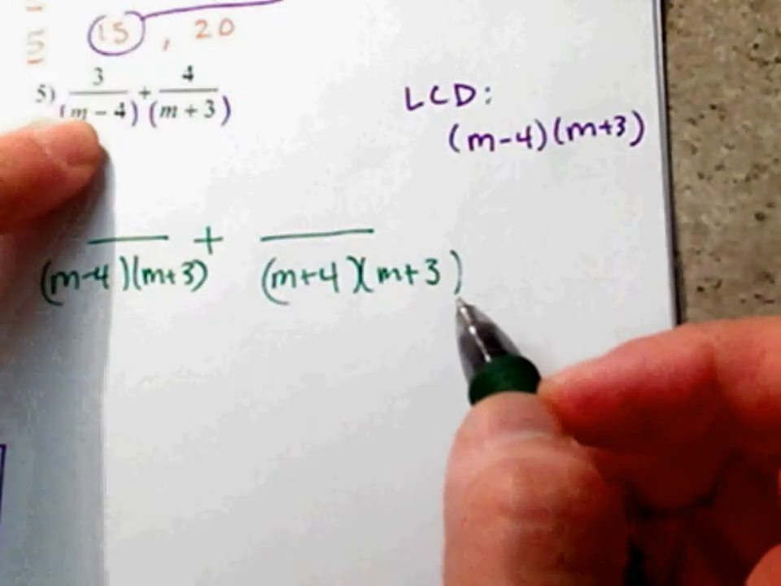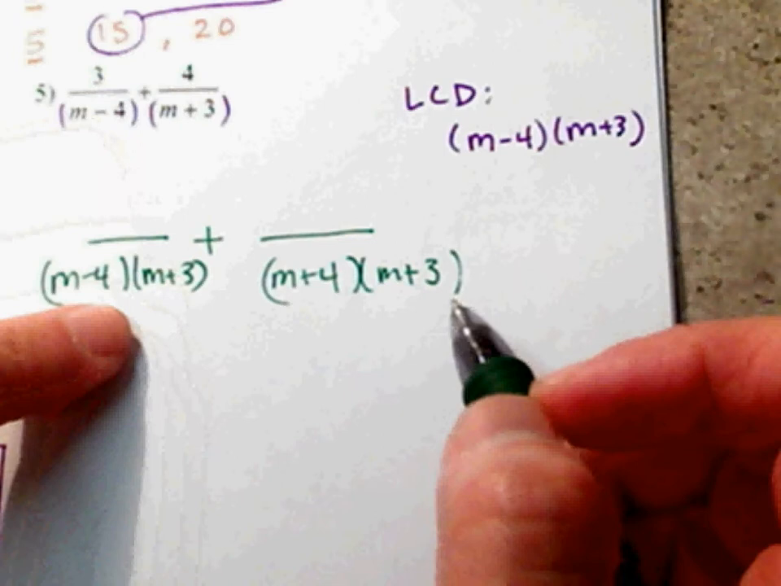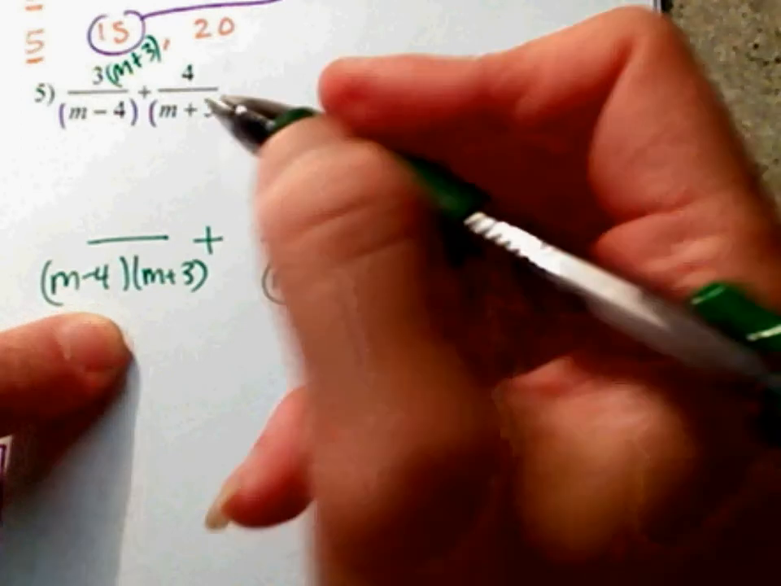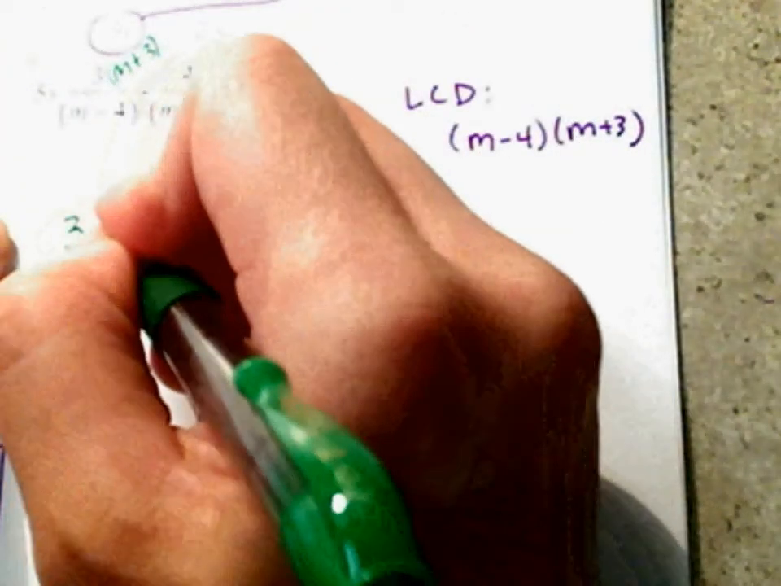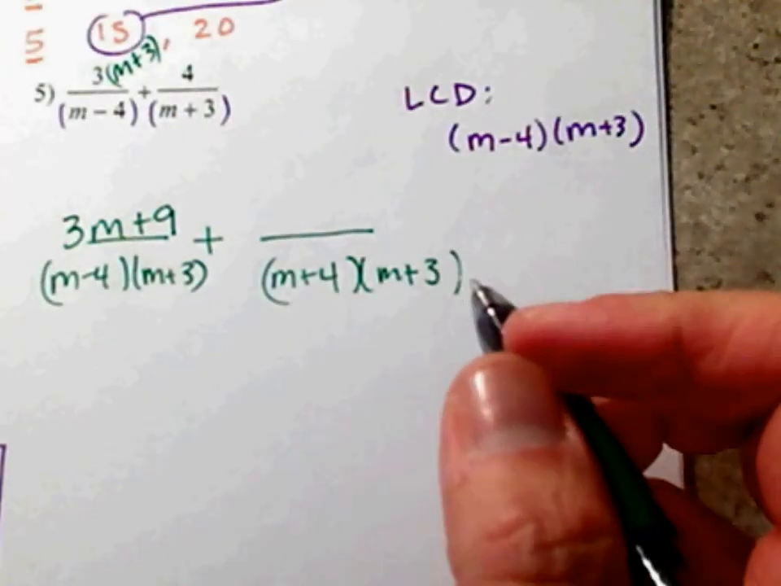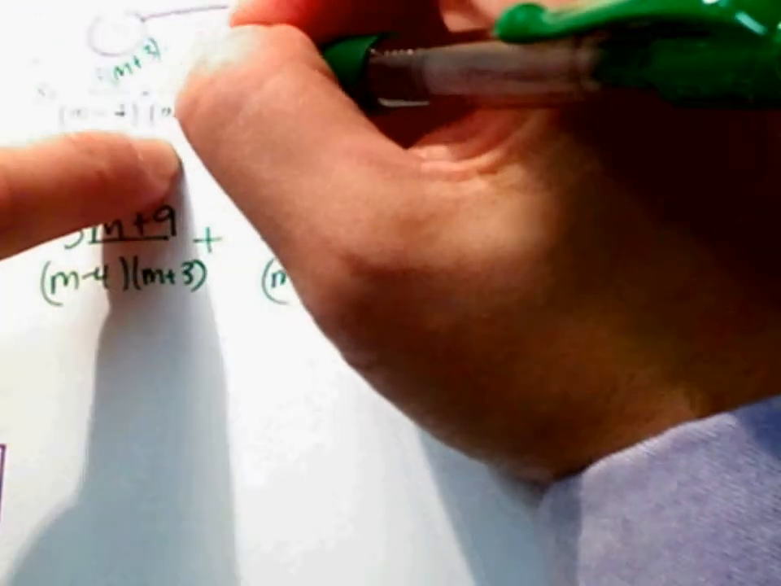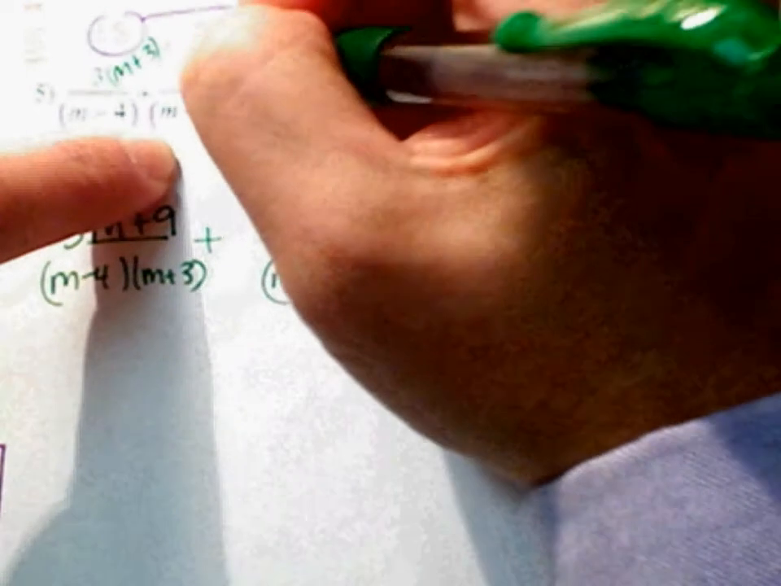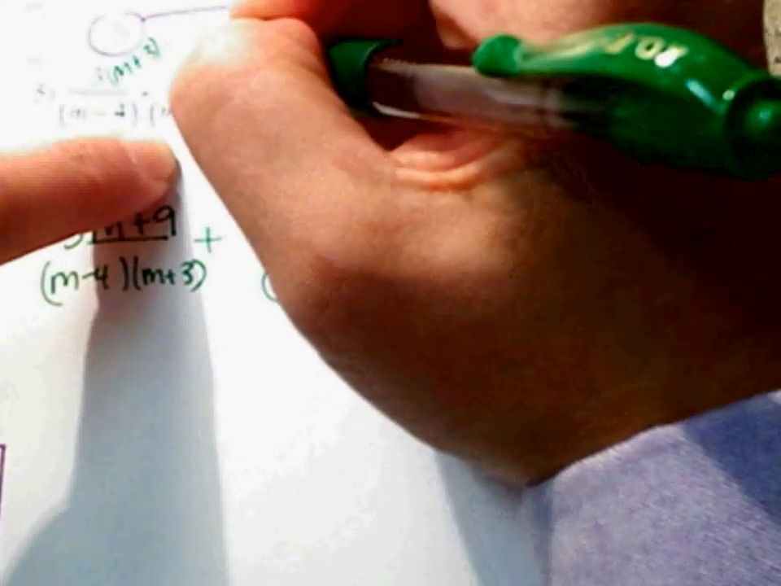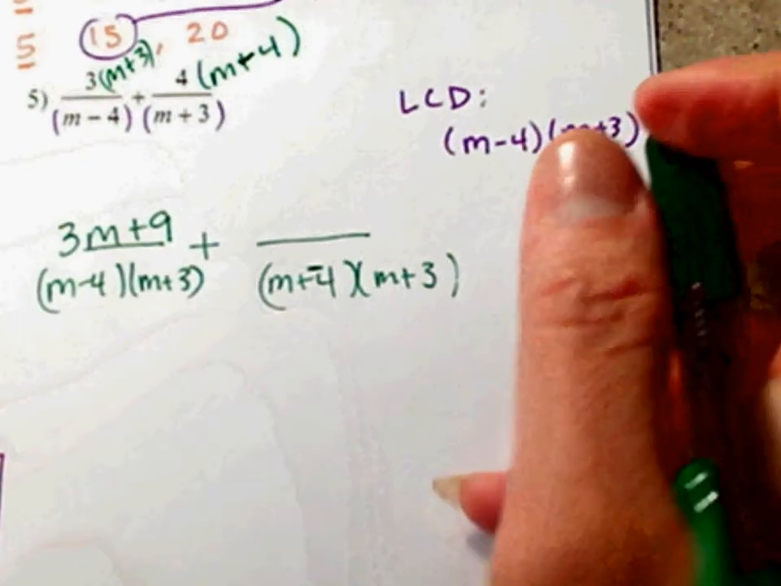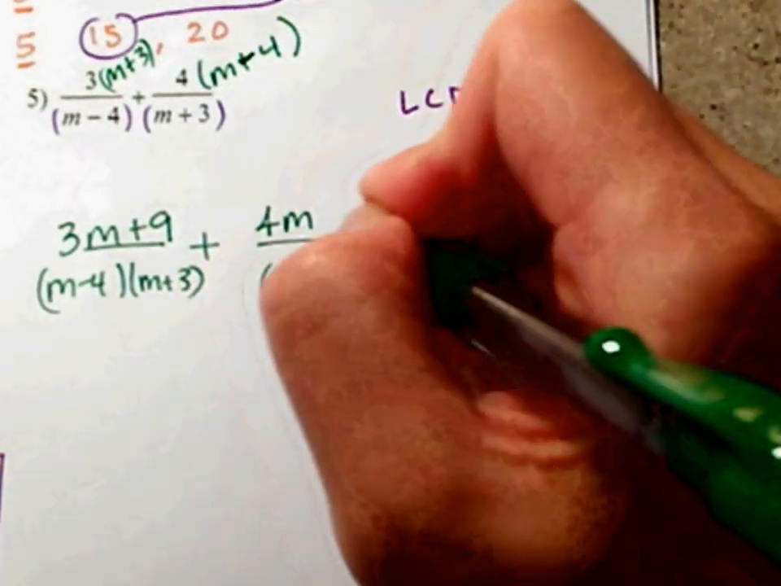I want to make this one look like this. So what has not been accounted for? M plus 3. So go ahead and write 3m plus 9. Okay? What hasn't been accounted for in that one? M minus 4. My apologies. Okay? M minus 4. So you'll have 4m minus 16.